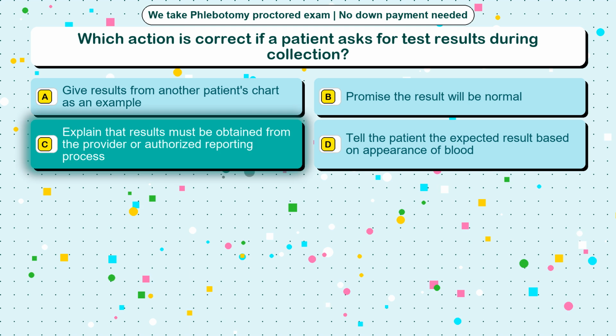The correct answer is option C. Explain that results must be obtained from the provider or authorized reporting process.